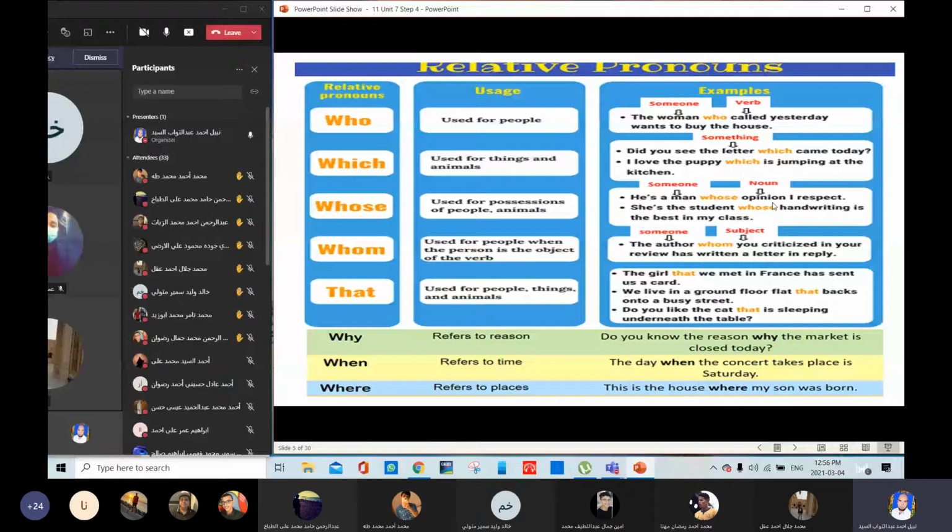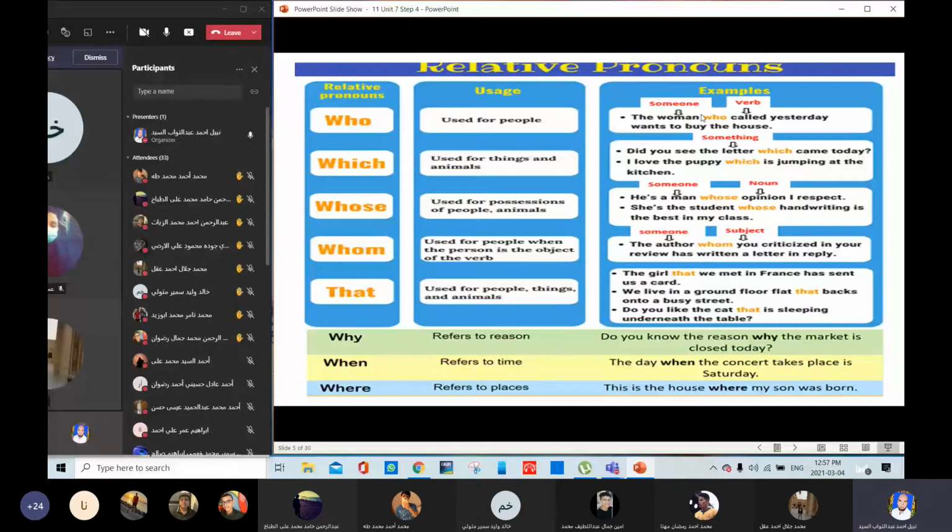Father refers to Ahmed. Whom? Whom is used for people when the person is the object of the verb. So whom is like who. It refers to people, but who is followed with a verb and whom is followed with a subject and a verb. The author whom I criticized in your review has written a letter in reply. So I deleted here, you criticized him. Him is an object pronoun. So whom comes after a person and it must be followed with a pronoun and a verb. What about who? Who comes after a person and it must be followed with a verb.